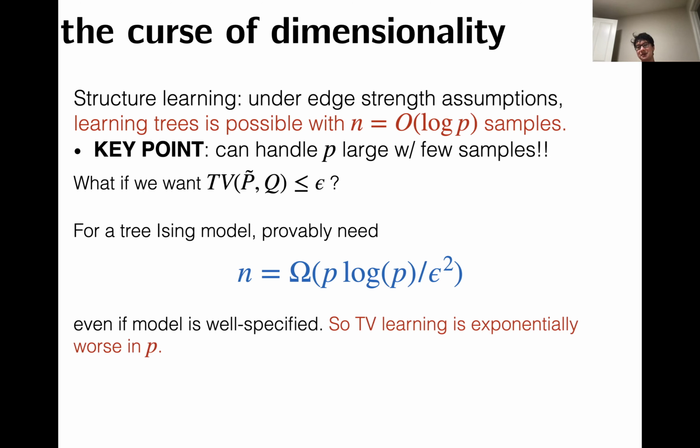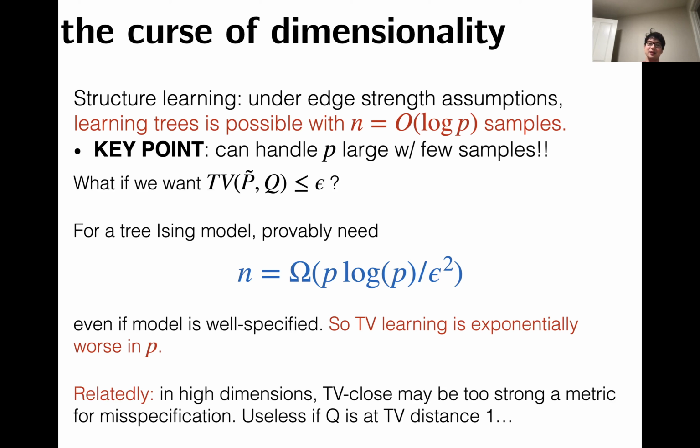And so, in summary, total variation learning requires a lot of data. It's exponentially worse than the number of variables P. And it really reflects a bigger problem, which is that the TV distance is very strong. So it's very hard to be close in total variation distance in high dimensions. And if we go back to the motivation, where we want to fit a misspecified model, it's not useful if our definition of close is so stringent that nothing is actually close in total variation distance.